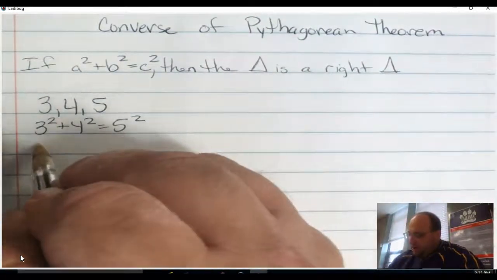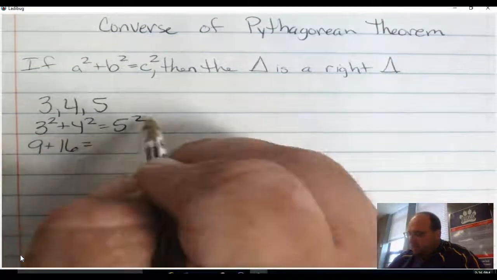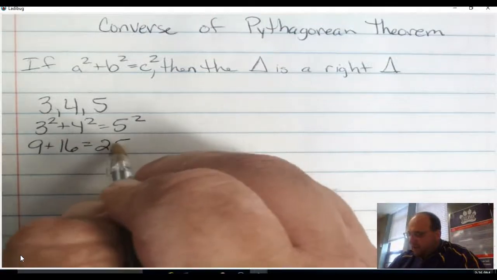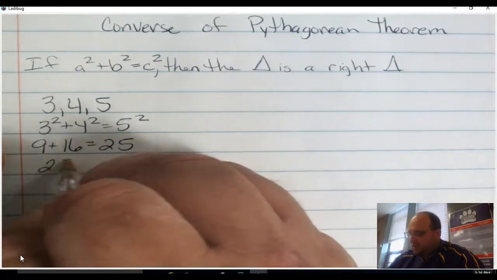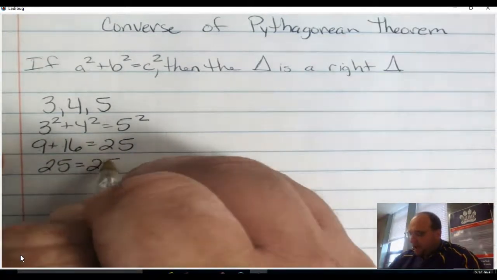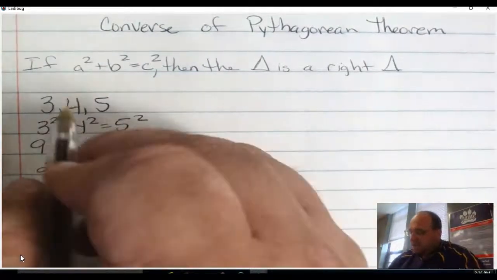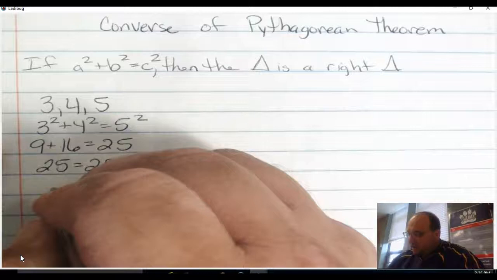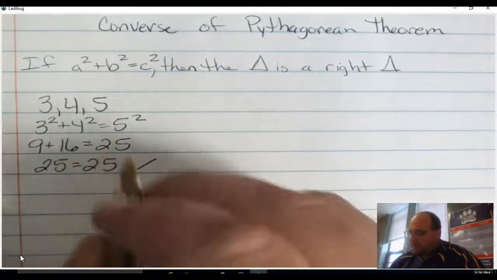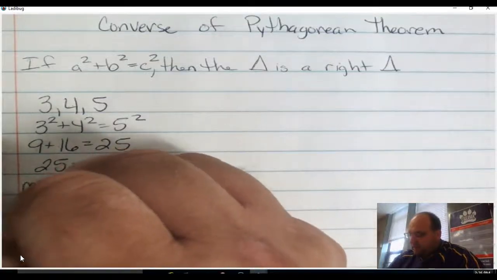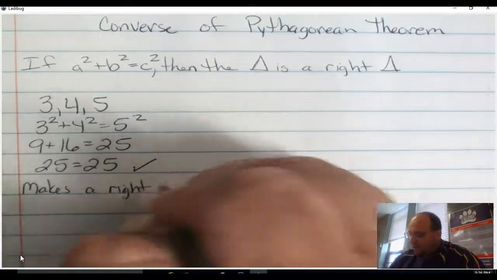3 squared is 3 times 3, which is 9. 4 squared is 4 times 4, which is 16. 5 squared is 5 times 5, which is 25. Now I'm going to go ahead and simplify. 9 plus 16 is 25. Does 25 equal 25? It does. This lets me know that 3, 4, and 5 do make a right triangle. Okay? Because I got 25 is equal to 25, it makes a right triangle. So I can make a right triangle with those 3 side lengths.